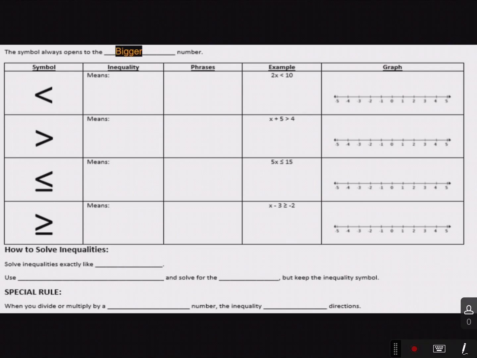Let's take a look at this first symbol. The first symbol means less than. So that means that the number in front of the symbol is going to be smaller than the number behind it. Common phrases that you're going to see in relation to this symbol are fewer than, below, under, and beneath. All of these are words you would see as keywords in a word problem when trying to solve with inequalities.